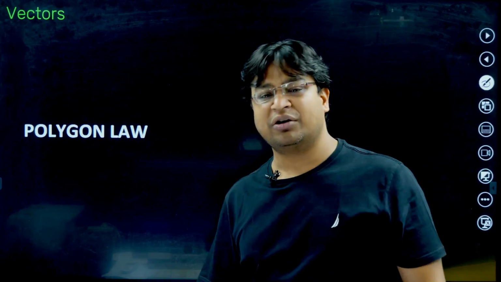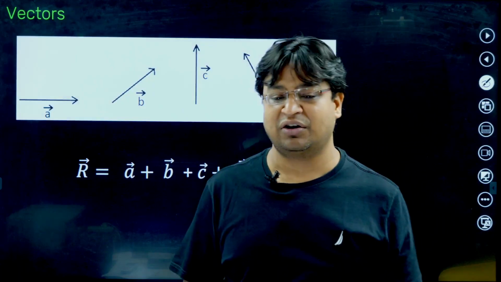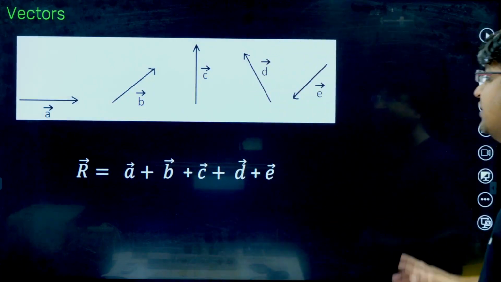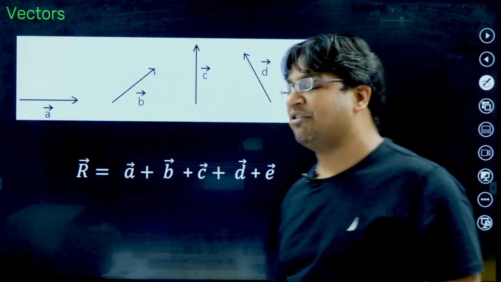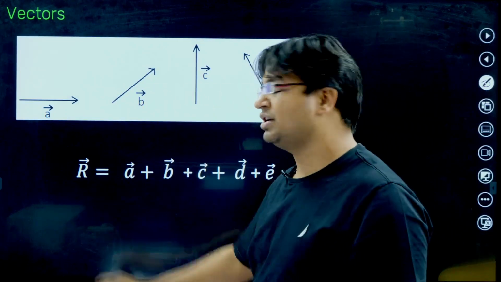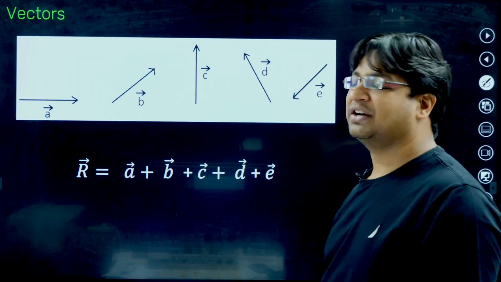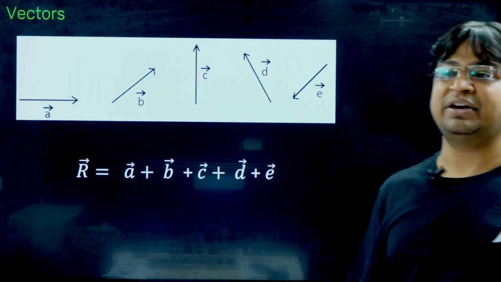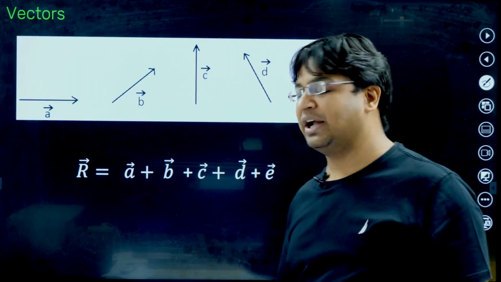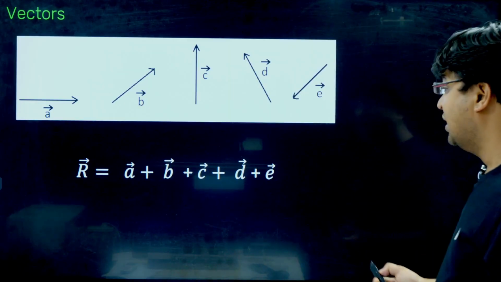And now polygon law, it's an extension of triangle law. Let's see. So suppose I've been given 5 vectors and I've been asked to get the resultant of these 5. Like if I add these 5 vectors, where will the tail lie, where will the head lie? We want to know that. So how do we do that?